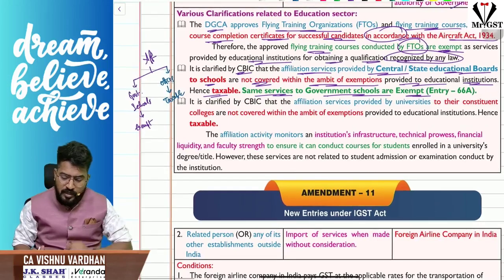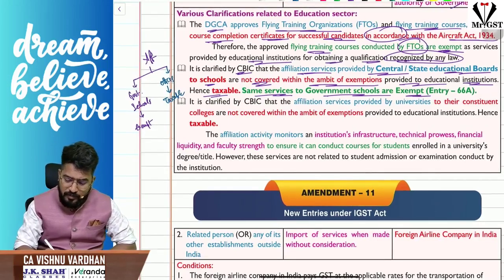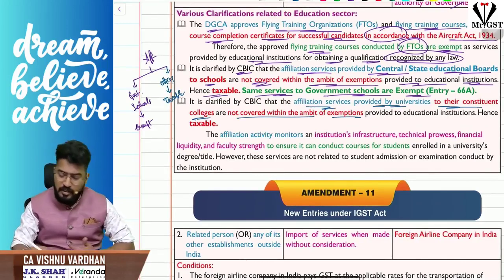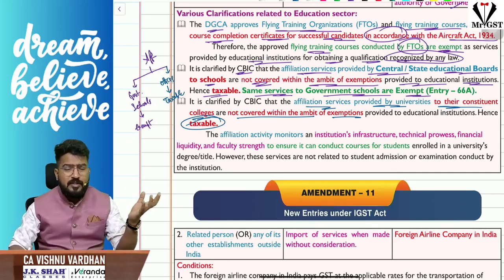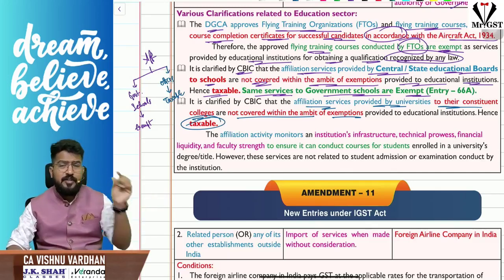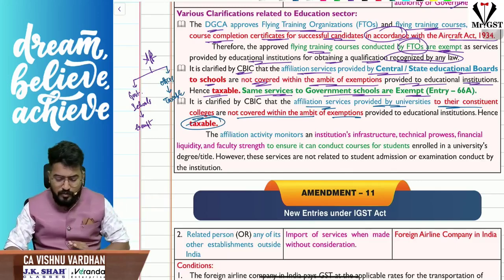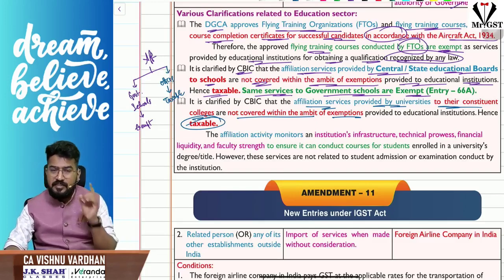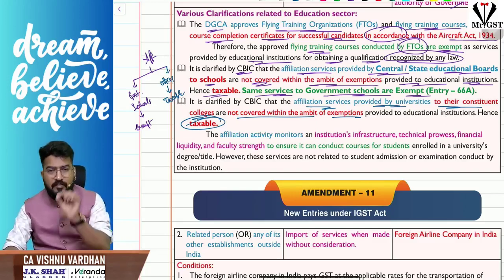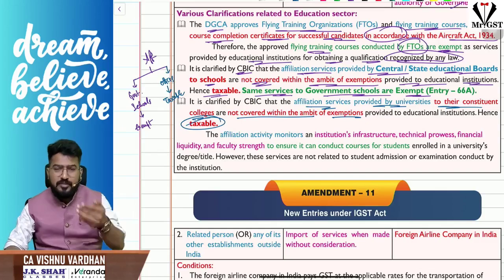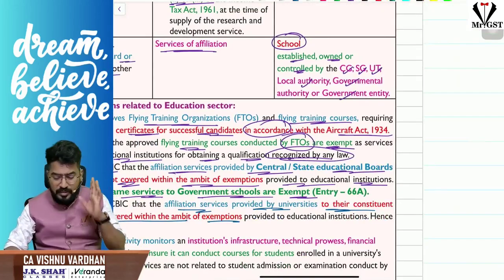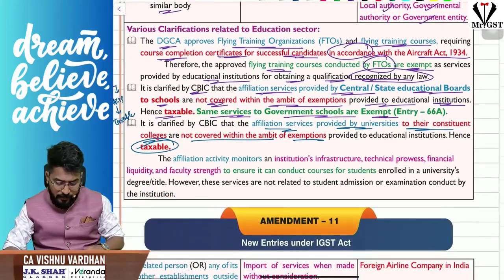Next, again, the affiliation services provided by universities to their constituent colleges are also not covered within the ambit of these exemptions, hence that is also taxable. Sometimes you will see on college buses, affiliated to so and so university, like that. So for that, affiliation provided by universities, here it is not CBSE or state boards, and it is not government schools. Affiliation services provided by central or state boards or related bodies to government schools are only exempt, not any other things. Government schools, as I told you, means the school should be owned, established or controlled by central government, state government, union territory, local authority, governmental authority, or government entity. Hope it is clear for you.